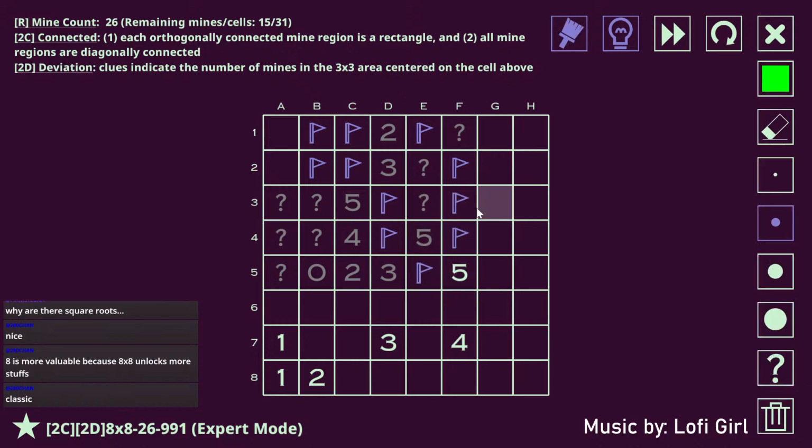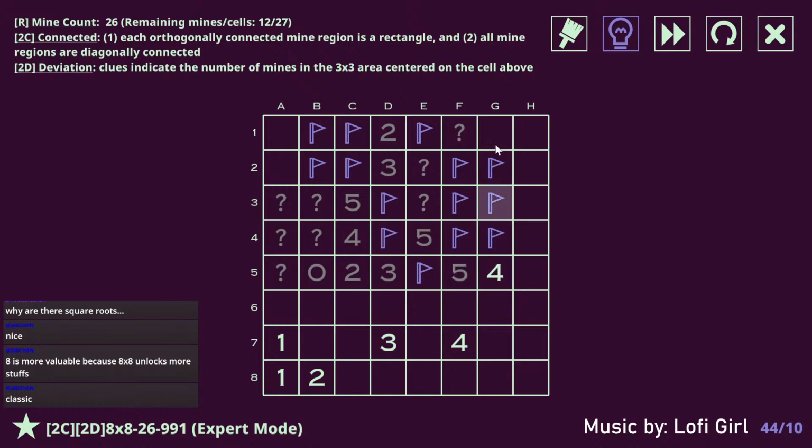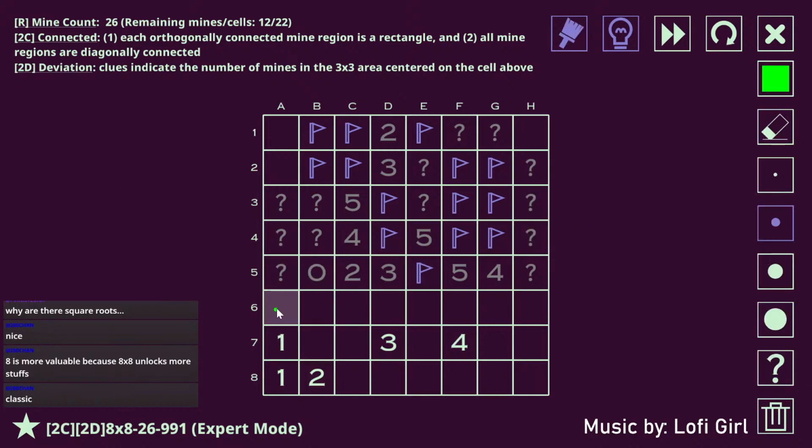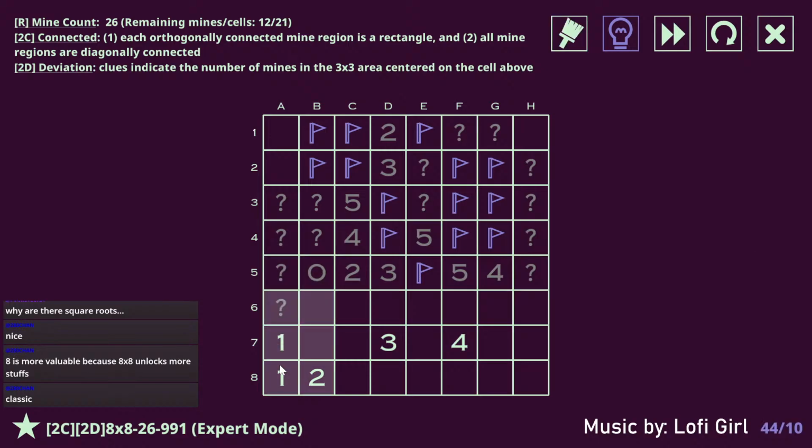5 here. These must grow. If they don't grow, then you don't have space for 5. And then this 4 is also done, so this can't grow. Alright, and we are back where we were. This can't be a mine, otherwise it's isolated.